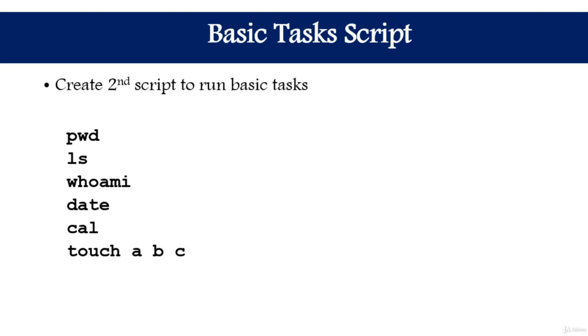Date, the current date. Cal, the current calendar. And the last one, I want to create three files in the directory that I'm logged in. Those files are A, B, C, and the command we will use to create them is touch. So it's just that simple, and that script will run sequentially. If you remember, the first one is pwd, then ls, and so on.